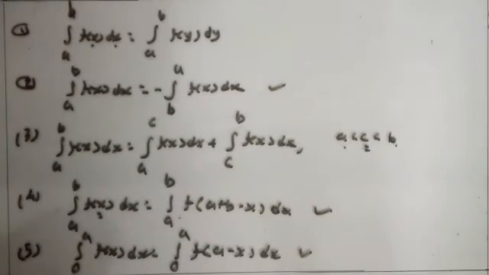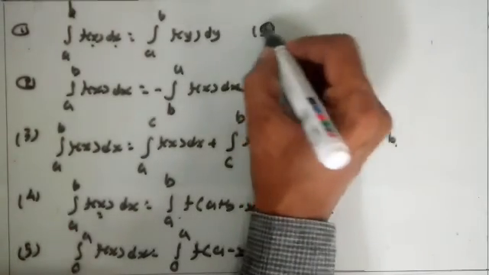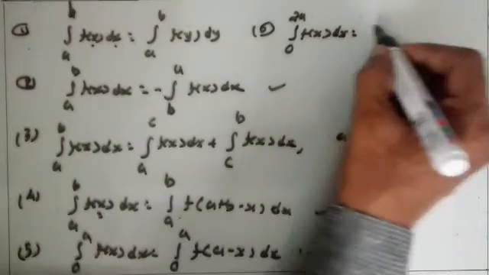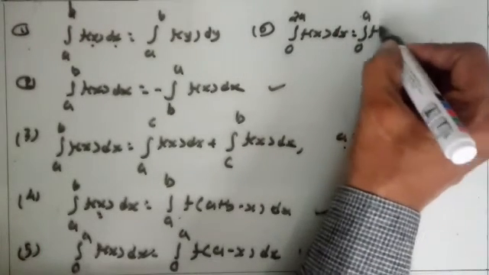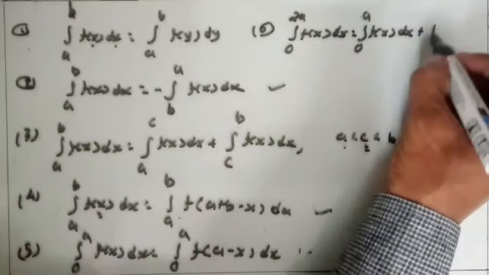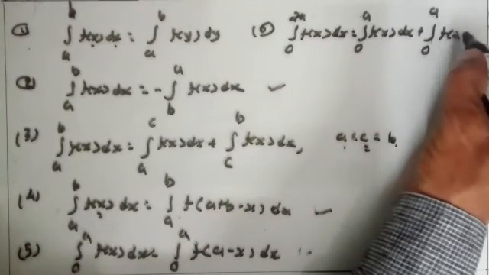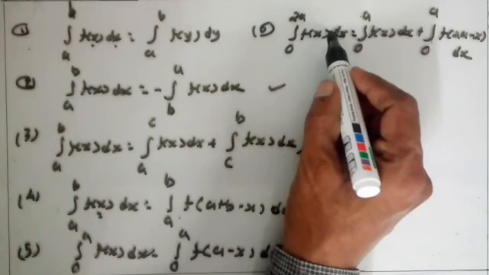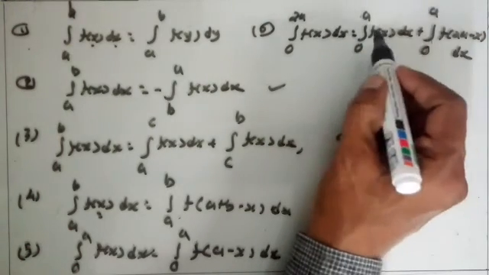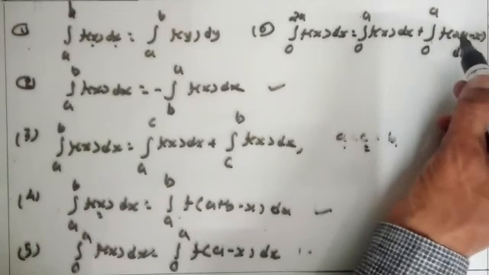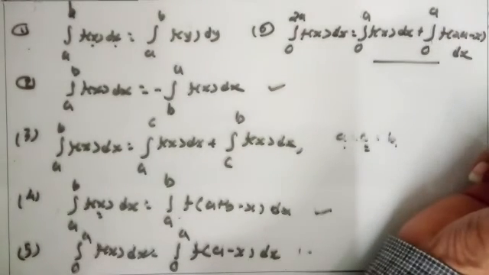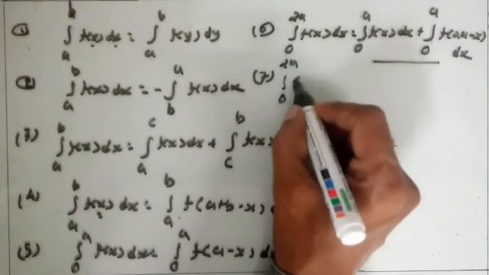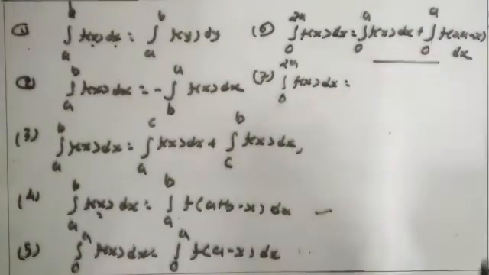Now next property, number 6, integration 0 to 2a f(x) dx is equal to 0 to a f(x) dx plus 0 to a f(2a minus x) dx. 0 to 2a f(x) dx is equal to 0 to a f(x) dx plus 0 to a f(2a minus x) dx. Remember this important property.